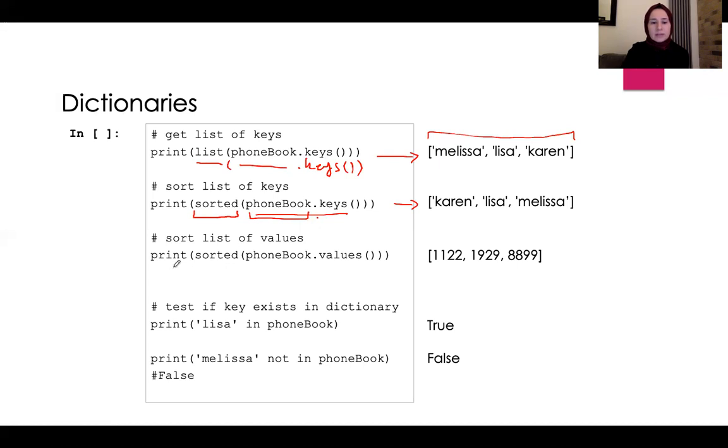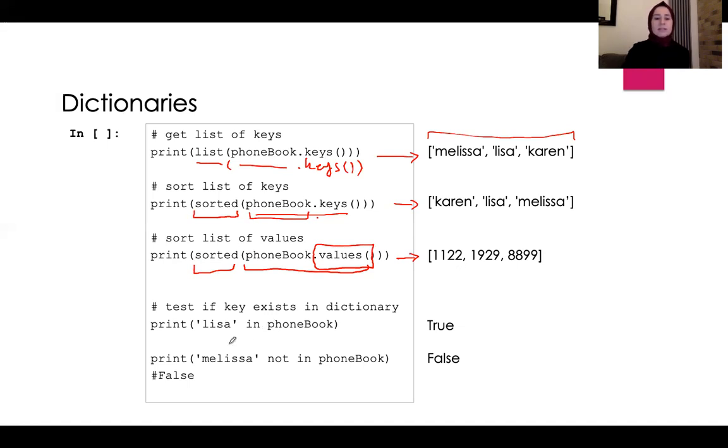It's also possible to sort the list of the values. In this case, to access the values of your dictionary, you need to use the values method. So the name of your dictionary, dot values, open the parentheses and close it, and this will give you the list of your values. By using the sorted method at the beginning, this will give you the sorted list of the values.